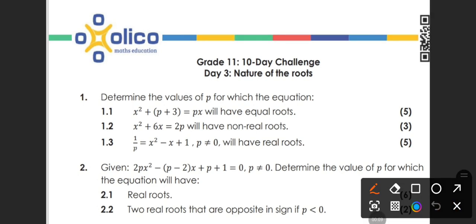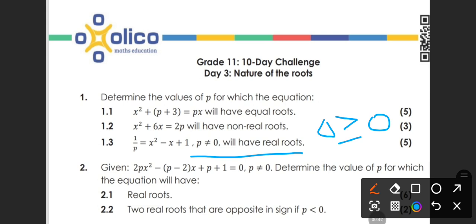Okay, now I think this one says we should have real roots. When we're dealing with real roots, our discriminant firstly has to be greater than or equal to 0. That's when we know we have real roots, right? It says determine the values of p for which the equation will have real roots, but we know that p must not be equal to 0 in this case. So whatever values we get, it shouldn't be equal to 0. But let's keep our discriminant greater than or equal to 0.